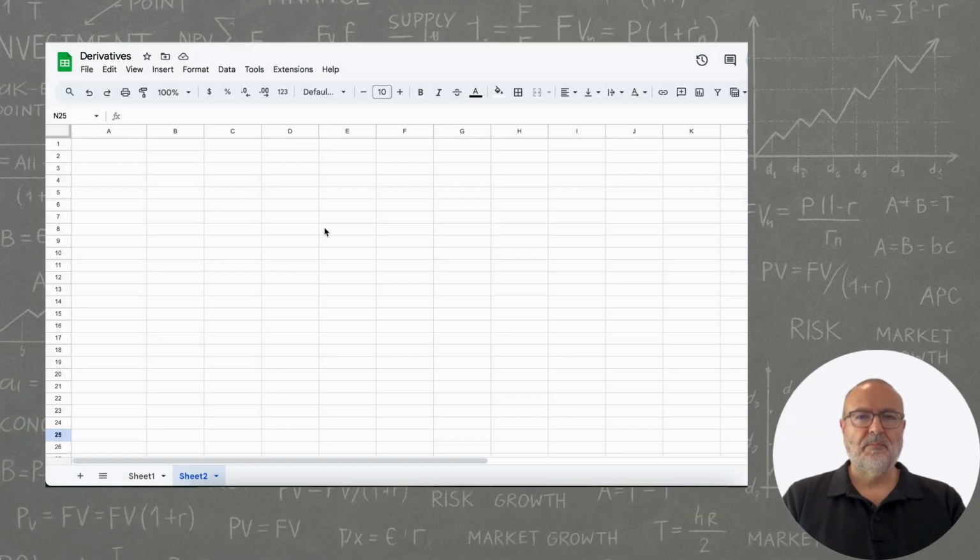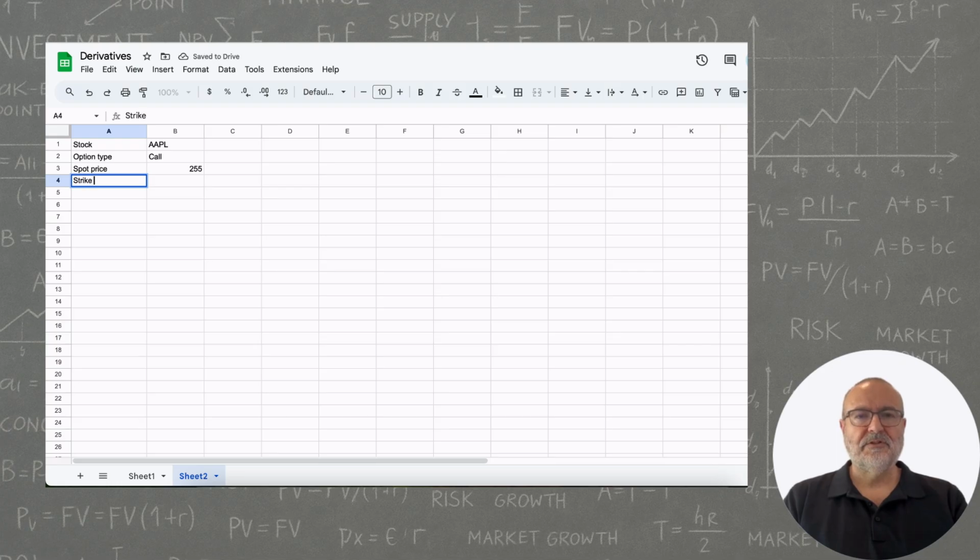Let's define the parameters for our example. Our underlying stock is Apple for this example. We are working on a call option. Current spot price for Apple stock is $255.